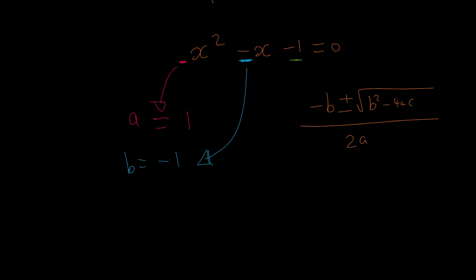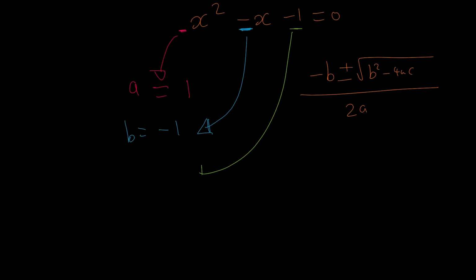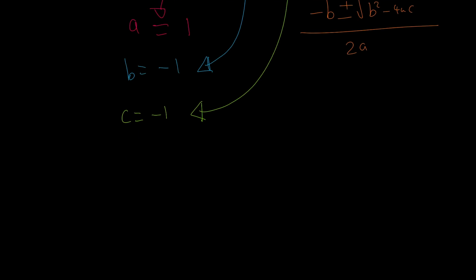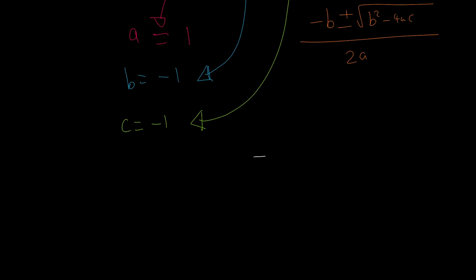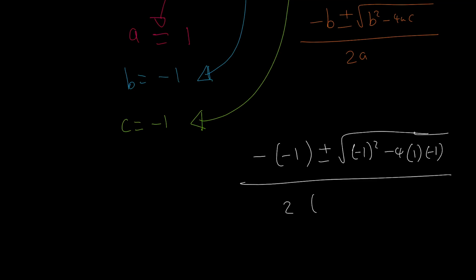And now let's finally do the c term. So c is equal to negative 1. So now let's start substituting in these values, and we get minus negative 1 plus or minus the square root of b squared, which is negative 1 squared, minus 4ac, and a is 1, c is negative 1, all of that over 2 times 1.